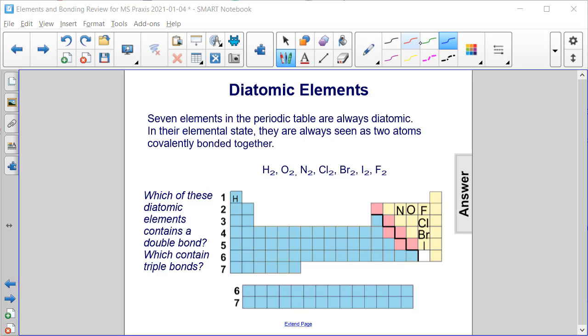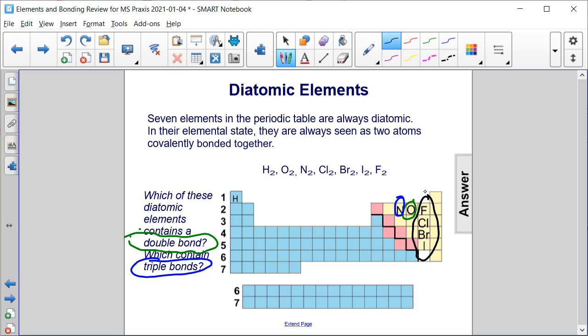So the question is, which of these diatomic elements contains a double bond, which contains a triple bond? So we actually drew them. We drew the double bond one that we drew. If you go back several slides to the example, it was oxygen. The triple bond that we drew was nitrogen. All the rest of them, all of these, plus hydrogen, are single bonds.